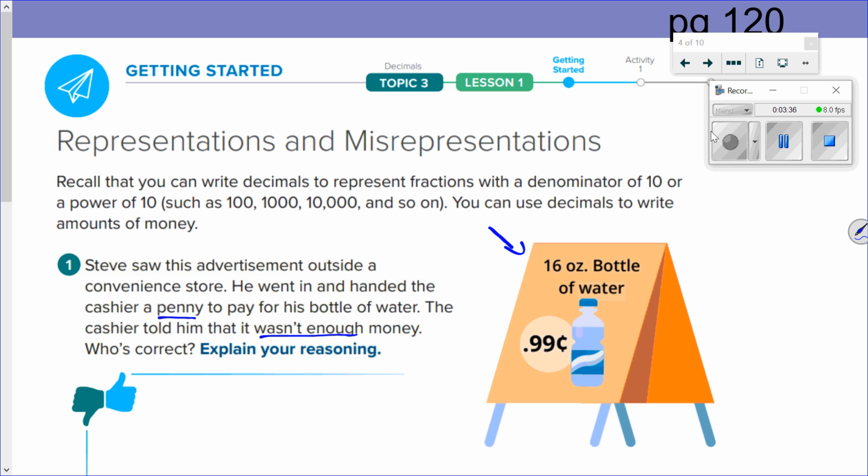What? It says 99 cents. Does it? Yes, it does. 99 cents. What? It says 0.99 cents. John, a penny so? 1 cent. Wait, what? No, decimal. Decimal. Would it still be right? No.